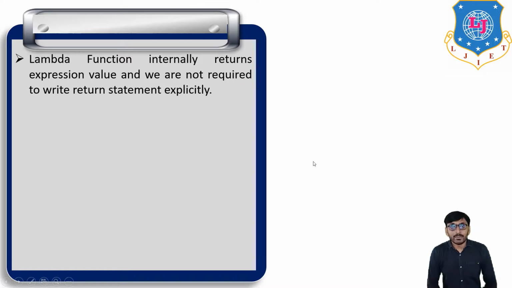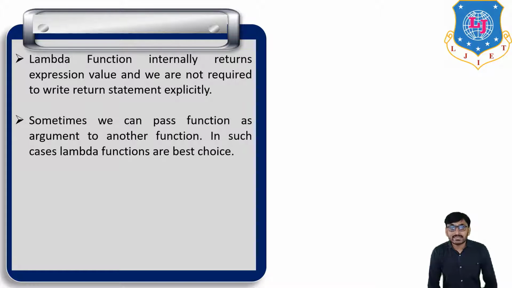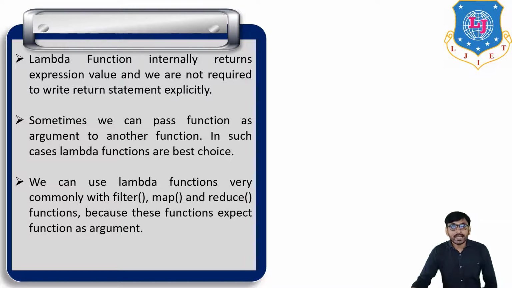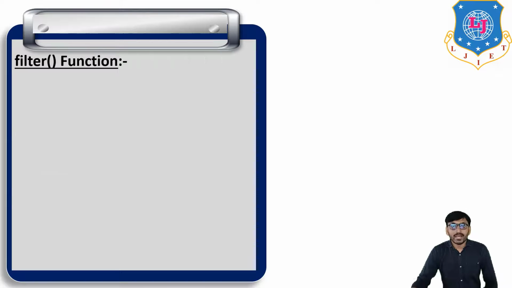Now a lambda function internally returns the expression value, and we are not required to write a return statement explicitly. Sometimes we can pass a function as an argument to another function. In such cases, lambda functions are the best choice. We can use lambda functions very commonly with the filter function, map function, and reduce function, because these functions expect a function as an argument. Now we start with the filter function.